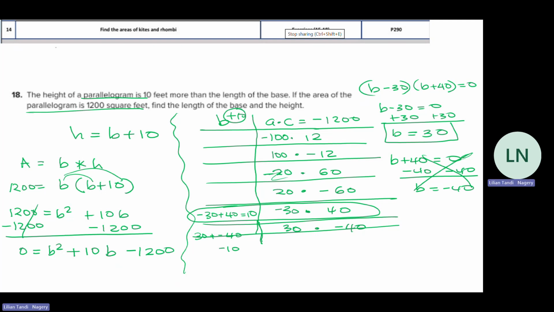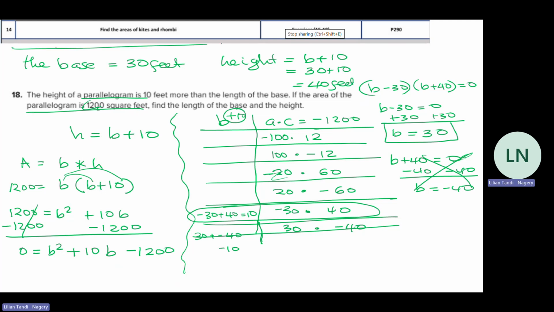So find the length of the base. The base will equal 30. 30 what? 30 feet. And the height is base plus 10, which is 30 plus 10, which is 40 feet. And this is your answer. So these two numbers are your values, okay, for your answer.